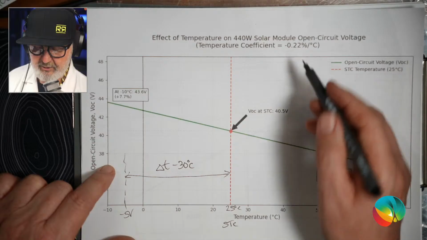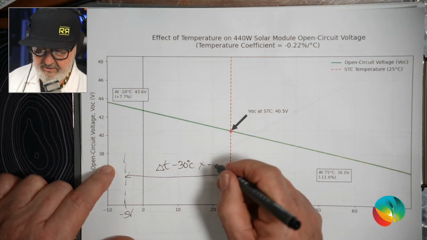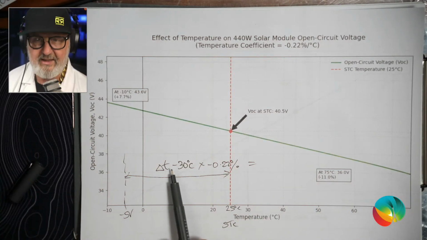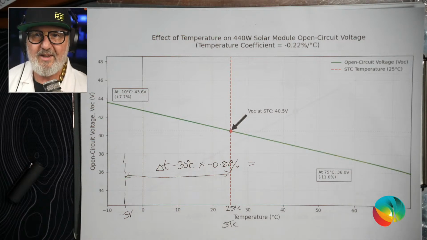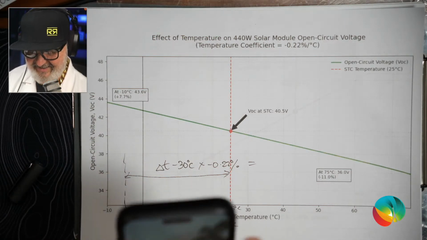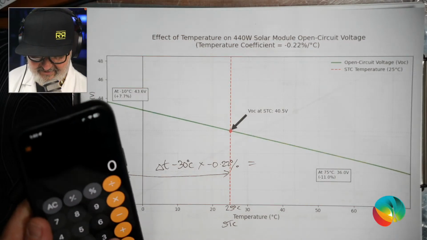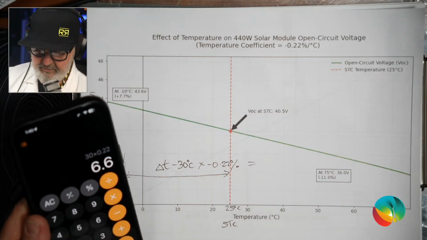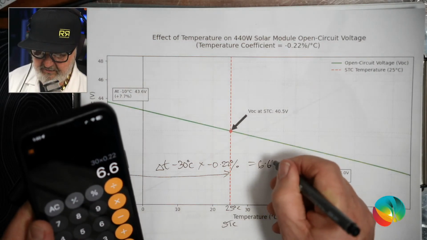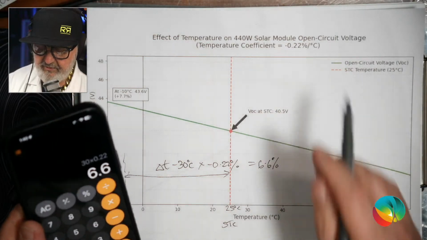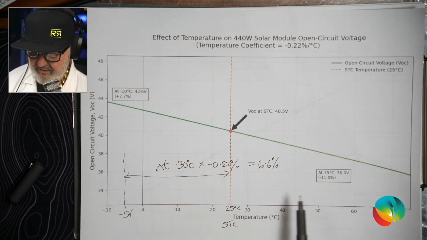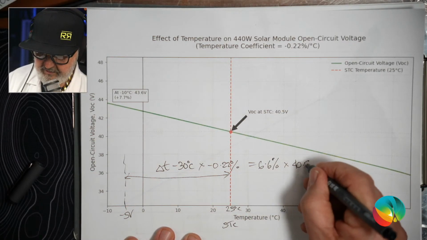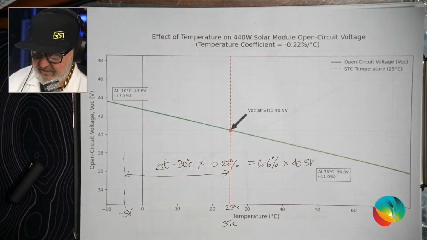I multiply that by the coefficient, -0.22%, and that's going to tell me how much. Now, a negative times a negative, those maths whizzes out there will know that's a positive number. And let's find out what it is. So 30 times 0.22 is going to give me a 6.6% increase in voltage on top of whatever the module voltage was. So at standard test conditions, it was 40.5. So I'm going to increase it by 6.6%, and up we go.